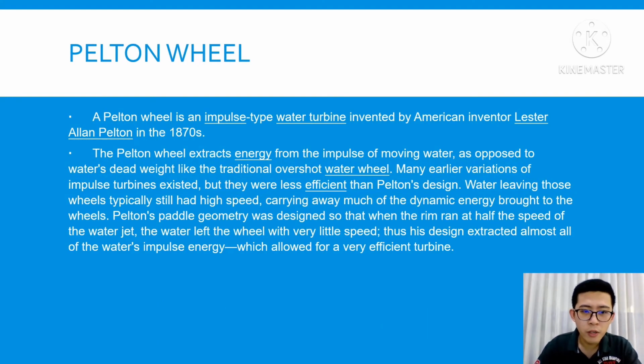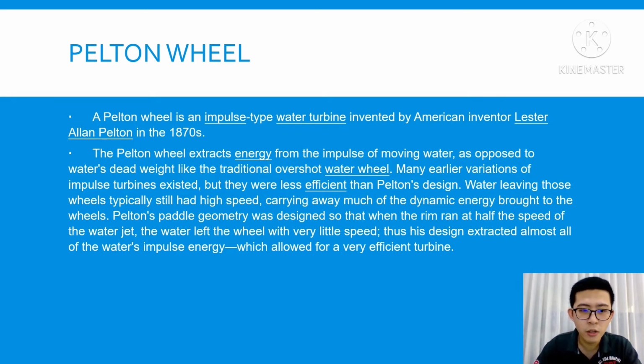A Pelton wheel is an impulse type of water turbine invented by the American inventor Lester Allen Pelton in the 1870s. The Pelton wheel extracts energy from the impulse of moving water, as opposed to the water's dead weight like the traditional overshot water wheel.